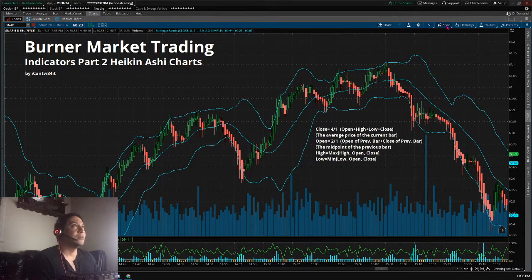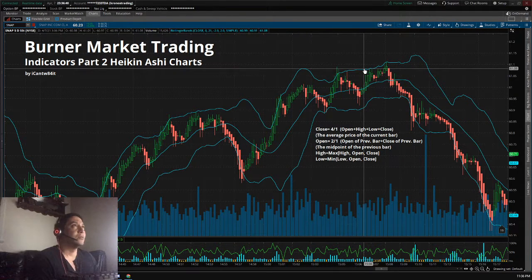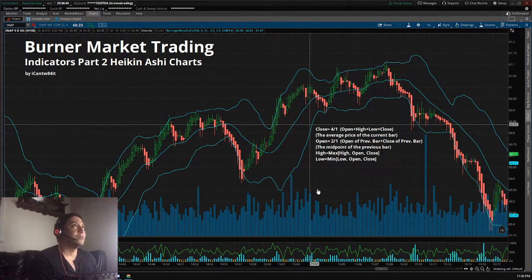What you do is you go into the top right corner of your screen, you hit style, you come down about halfway and it says chart type. Normally it says candle. If you go down about midway, it says Heikin Ashi, you click that and boom, you're done. Not hard. So how do they calculate them?